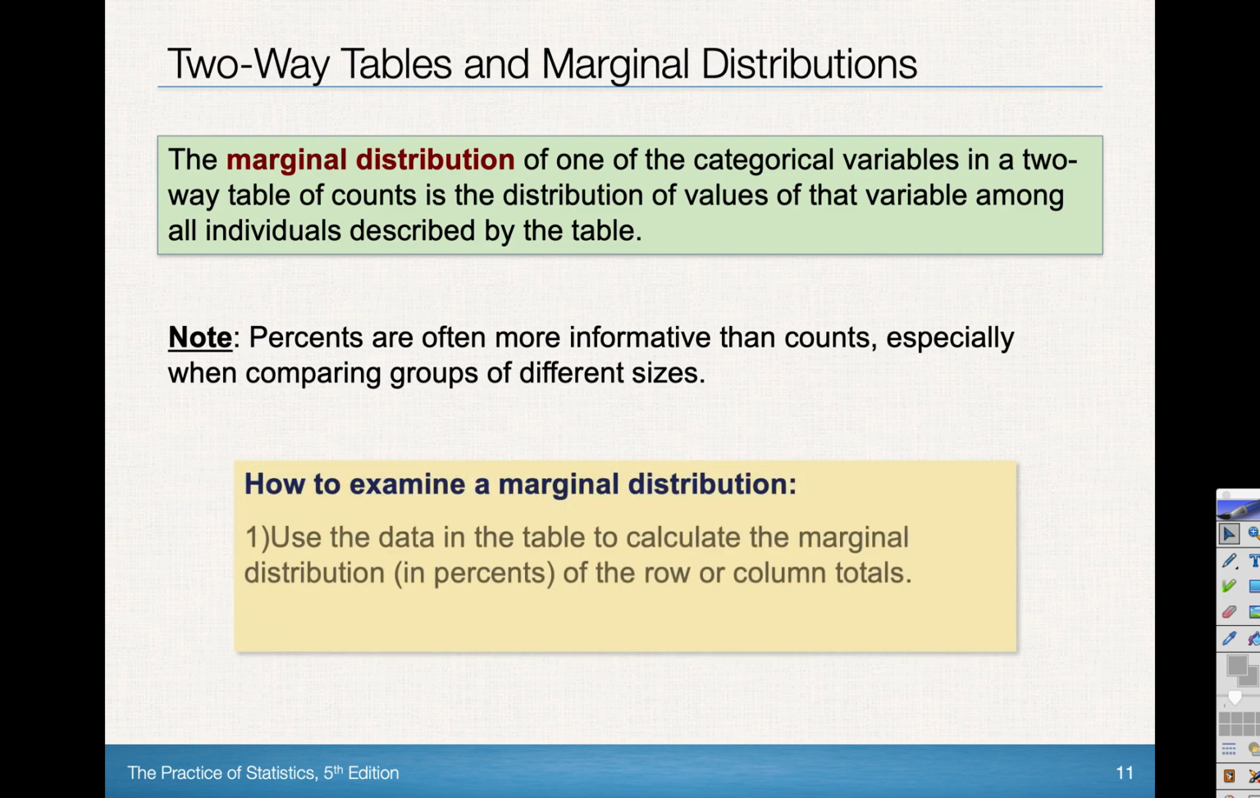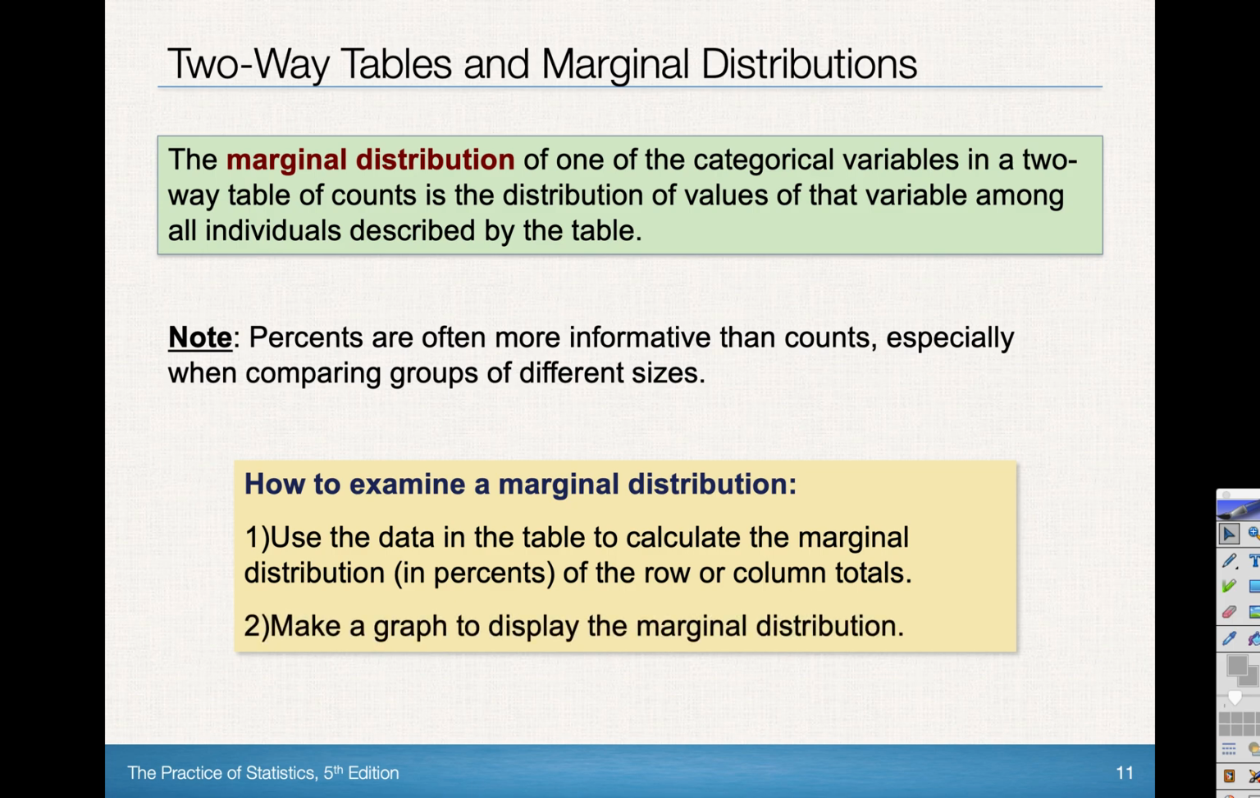So when we're examining a marginal distribution, we're going to use the data in the table to calculate the marginal distributions in percents of the row or column, depending on what the question is asking us to do. And then the next thing you want to do, just like you do with any data set, is to make a graph with that marginal distribution.